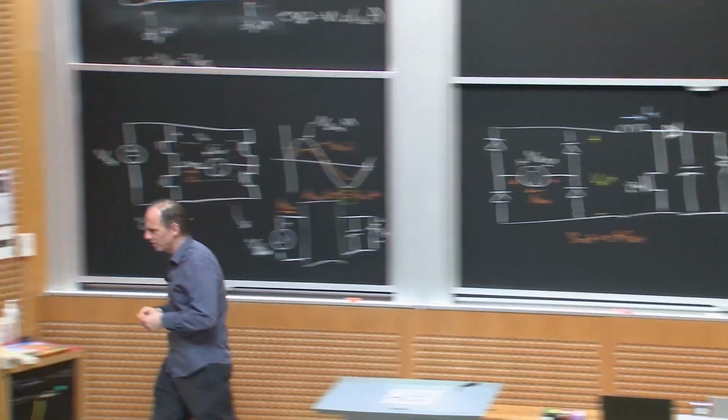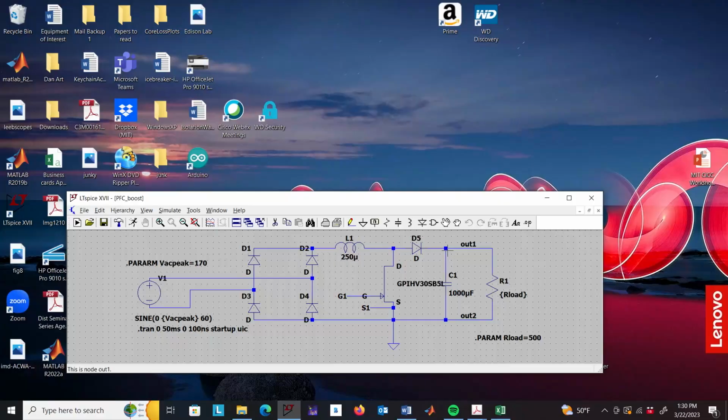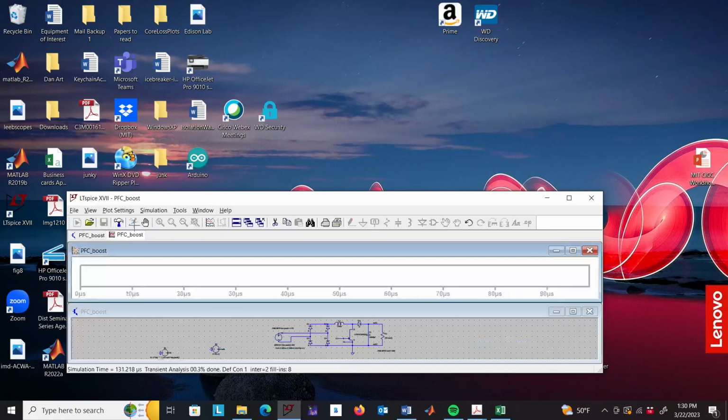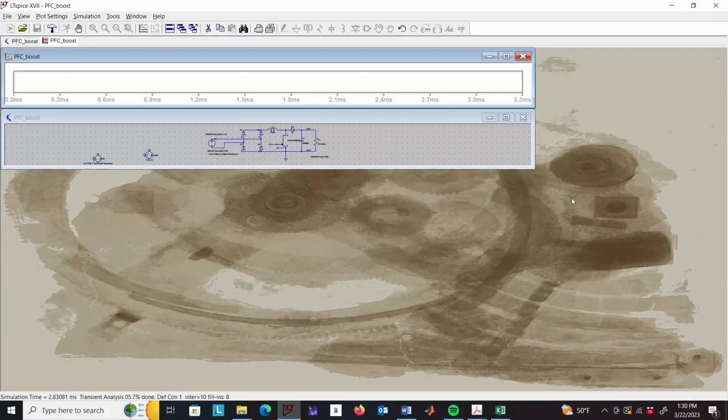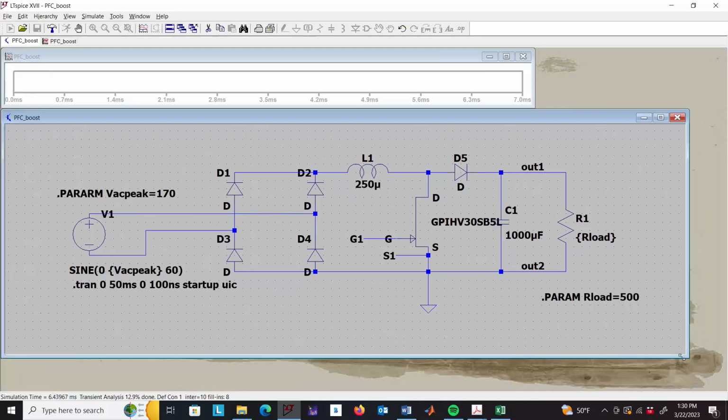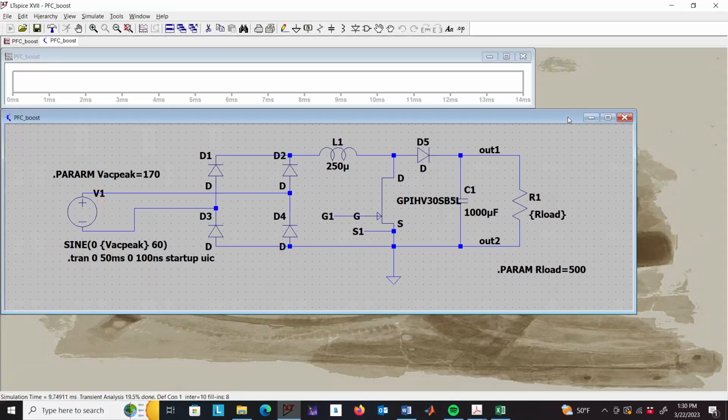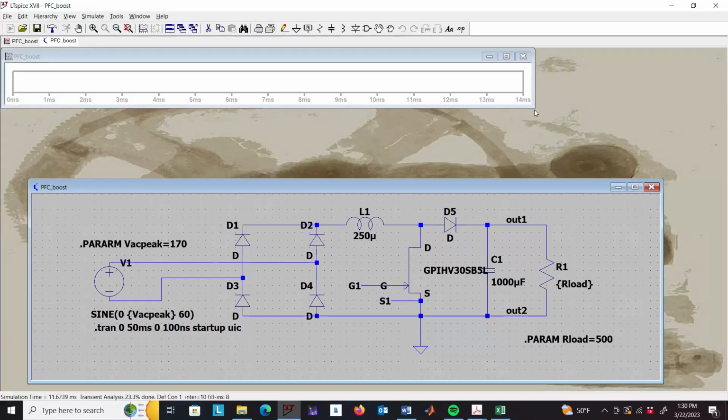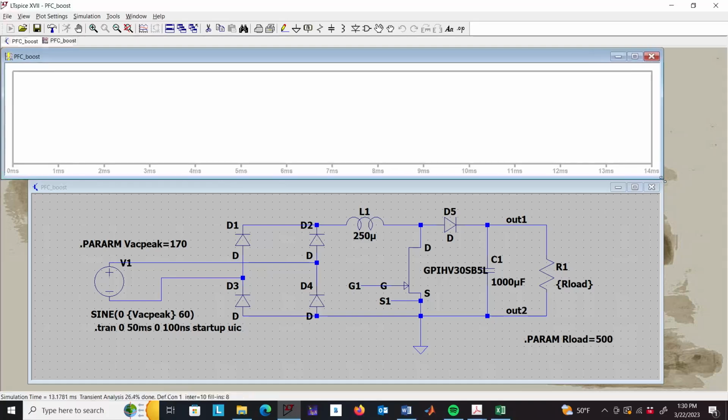Let me just illustrate this for you. This is a simulation. So here's my sine wave voltage source, 4 diodes. Here's my boost converter. Okay. Let me run it. This is just a simulation we can run. Okay, let's take a look at some of the waveforms.